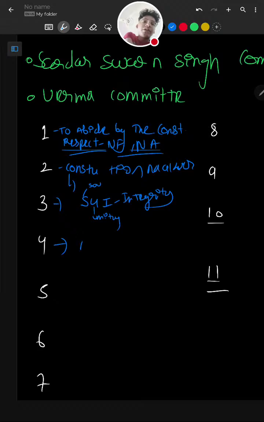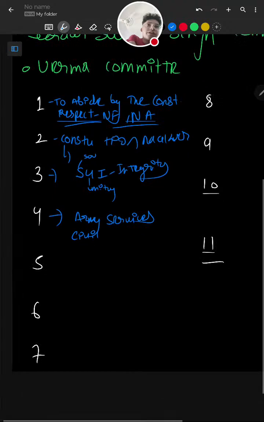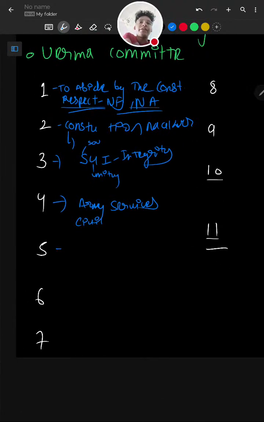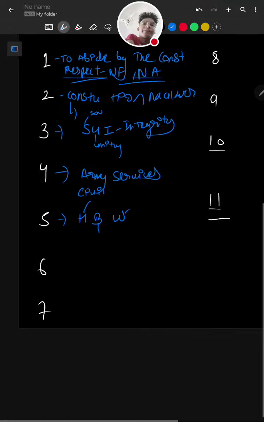Then fourth is your armed service. What I mean is, if you are a civilian, and there is a crisis of war and not enough soldiers, you could be called upon to do your duty in the army. That is also written in your constitution. Then fifth is harmony and brotherhood, and the protection of women. Harmony means we have to live peacefully with each other. Brotherhood, like bhaichara. Then W is for protection of women and children and all that.